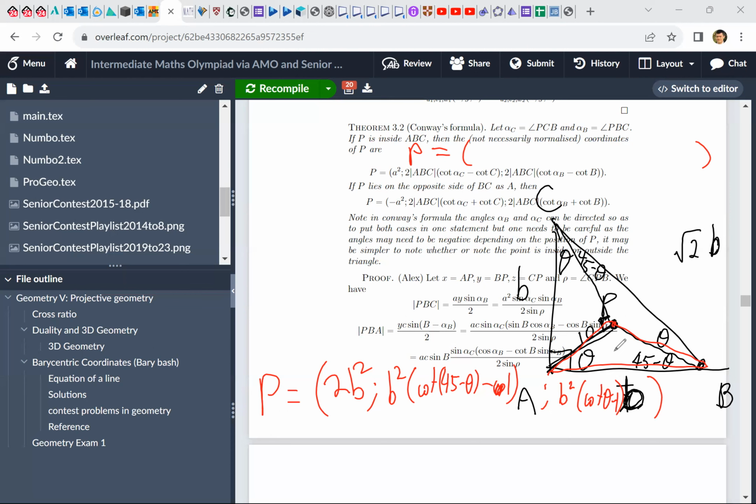We seriously don't know how to do this. I'm not asking you to prove Conway's formula.